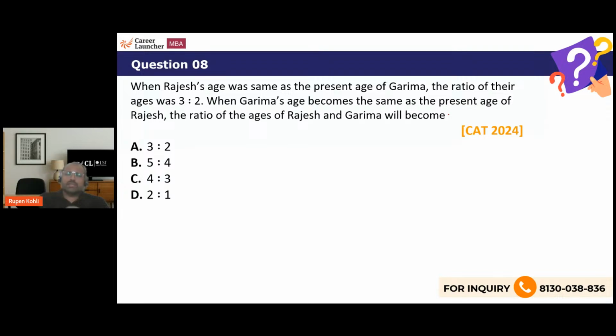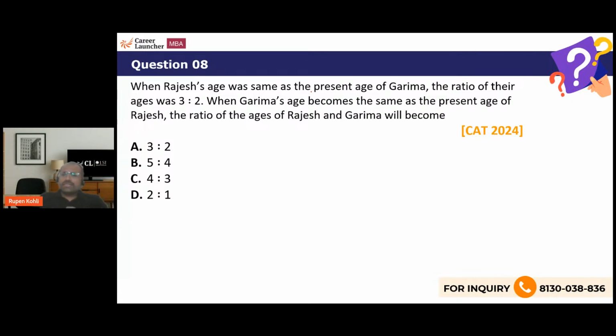Typically, mostly we have to do past with present, past with future, present with future, present with past, or all three of them, right? It means obviously questions are about giving the age in different time situations. So this question is about past, present as well as future, because when Rajesh's age was this, the ratio was this, when Garima's age becomes the same as the present, so now we are going into the future, right?